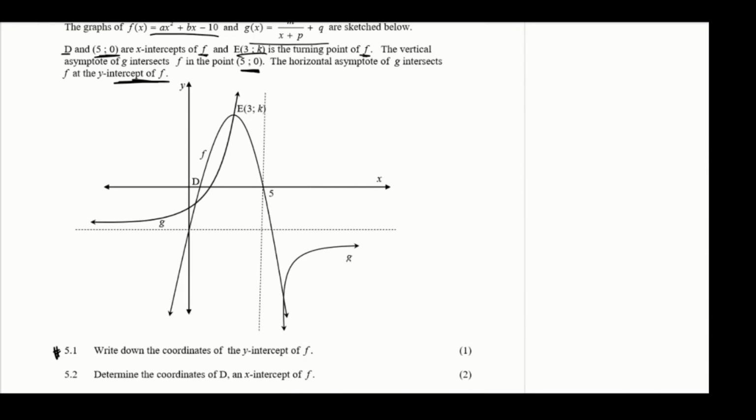So now we are asked to write down in 5.2. 5.2 says determine the coordinates of D, the x-intercept of f. So remember that D is one of the x-intercepts. So it's here, the x-intercept of the parabola. So we want to identify the coordinate. We know very well that the y value of D is 0. So we want to find the x value.